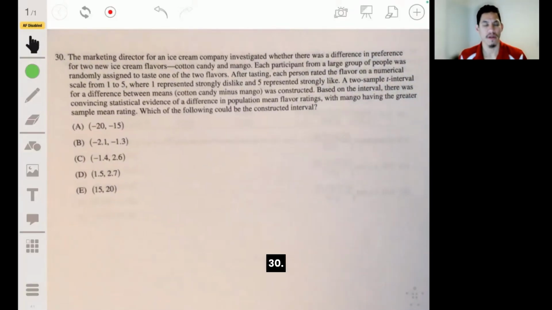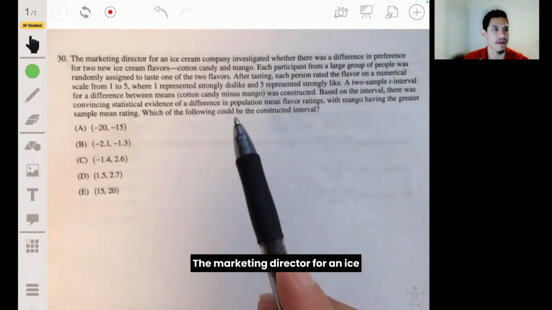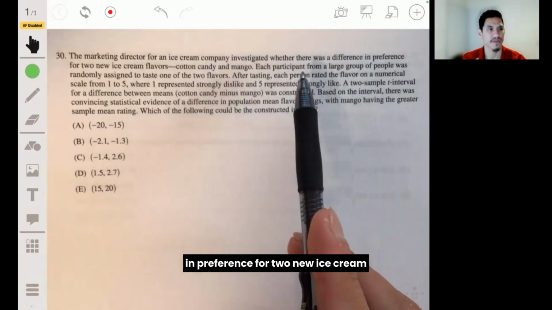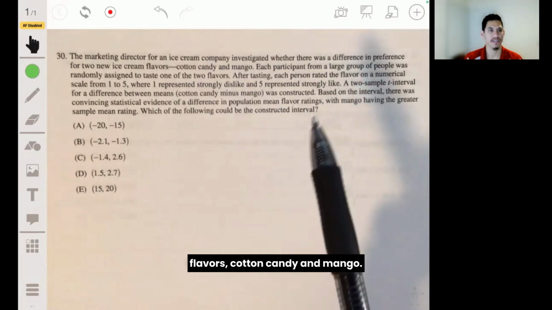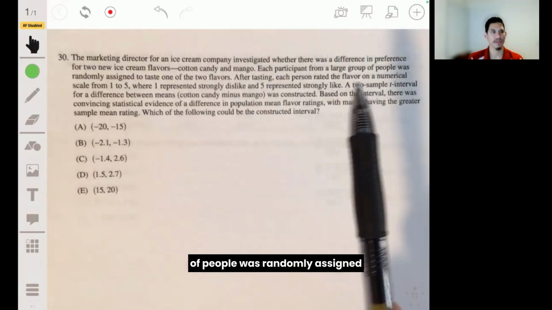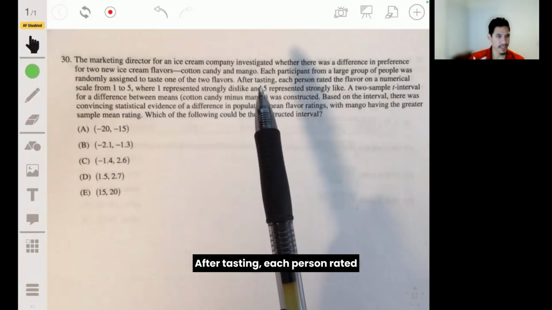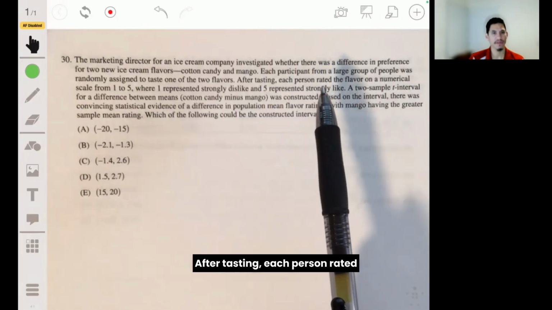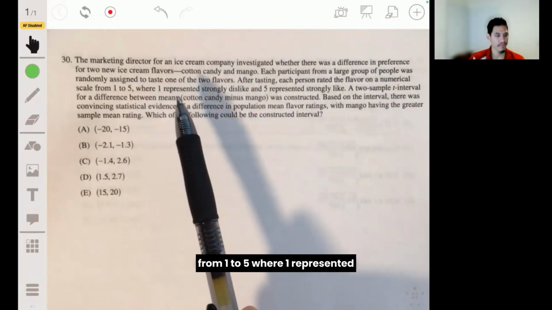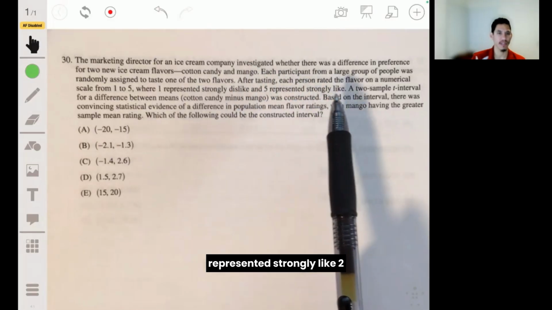All right, 30. The marketing director for an ice cream company investigated whether there was a difference in preference for 2 new ice cream flavors, cotton candy and mango. Each participant from a large group of people was randomly assigned to taste one of the 2 flavors. After tasting, each person rated the flavor on a numerical scale from 1 to 5, where 1 represented strongly dislike and 5 represented strongly like.